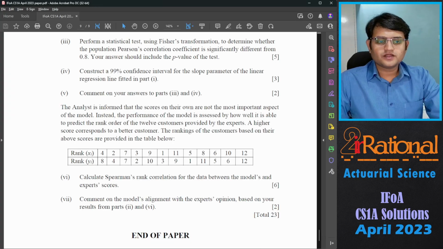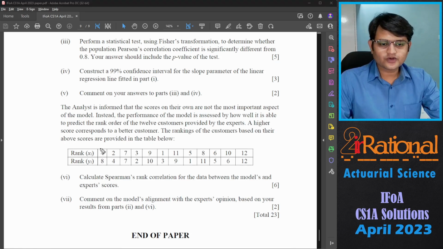That's it. Then we have, the analyst is informed that the scores on their own are not the most important aspect of the model. Instead, the performance of the model is assessed by how well it is able to predict the rank order of the 12 customers provided by the experts. A higher score corresponds to a better customer. The ranking of the customers based on their above scores are provided in the table. Calculate the Spearman's rank correlation for the data between the model's and the experts' scores.